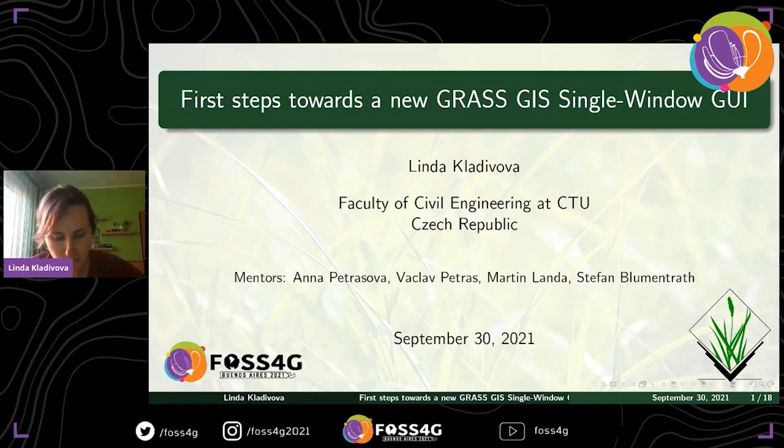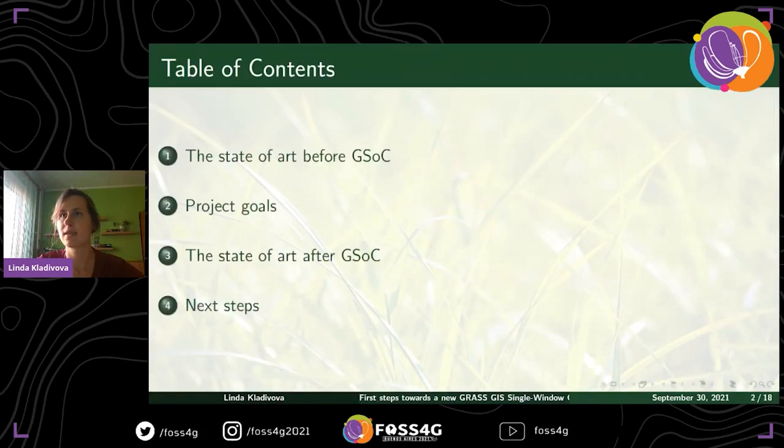I'm a PhD student from Prague, from the Czech Technical University. And I would like to tell you something about my Google Summer of Code project called First Steps Towards a New GRASS GIS Single Window GUI. So first of all, we will talk about the state of the art before Google Summer of Code. Then we mention some project goals, the state of the art after Google Summer of Code, and also the next steps for further development.